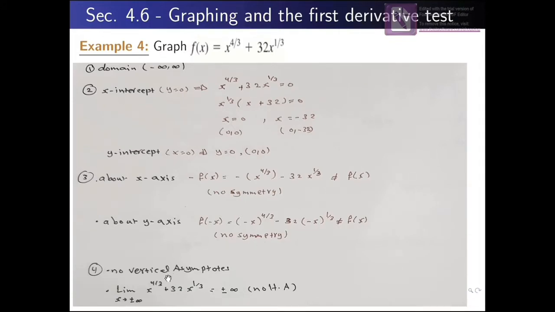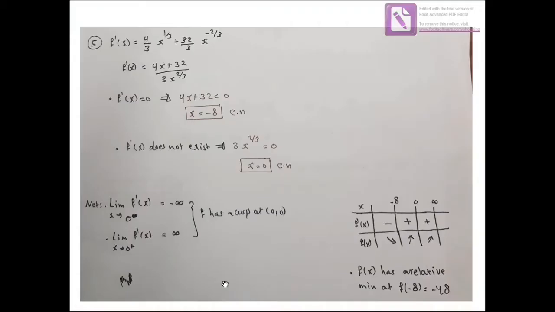For the vertical asymptote, we need to evaluate. There is no vertical asymptote for this function. For the horizontal asymptote, we need to evaluate the limit when x approaches plus or minus infinity. This will give us plus or minus infinity. So we say there is no horizontal asymptote and also no vertical asymptote.